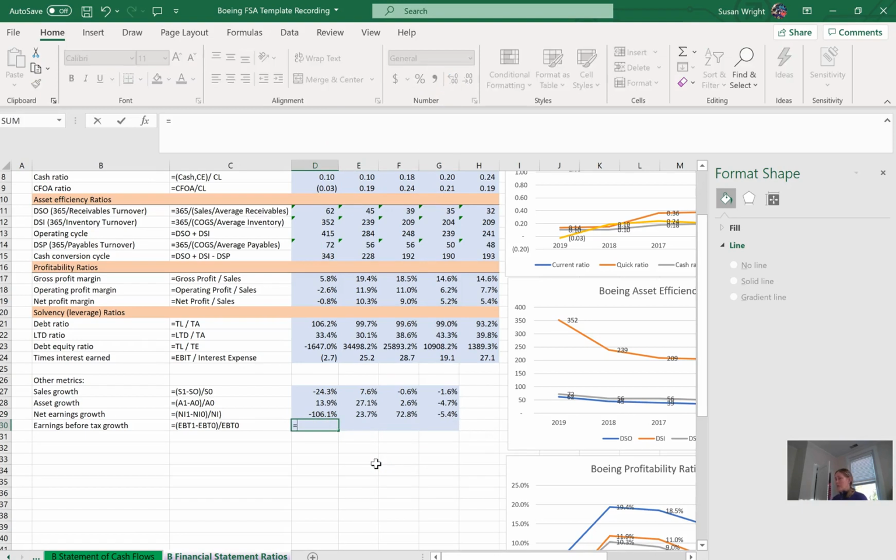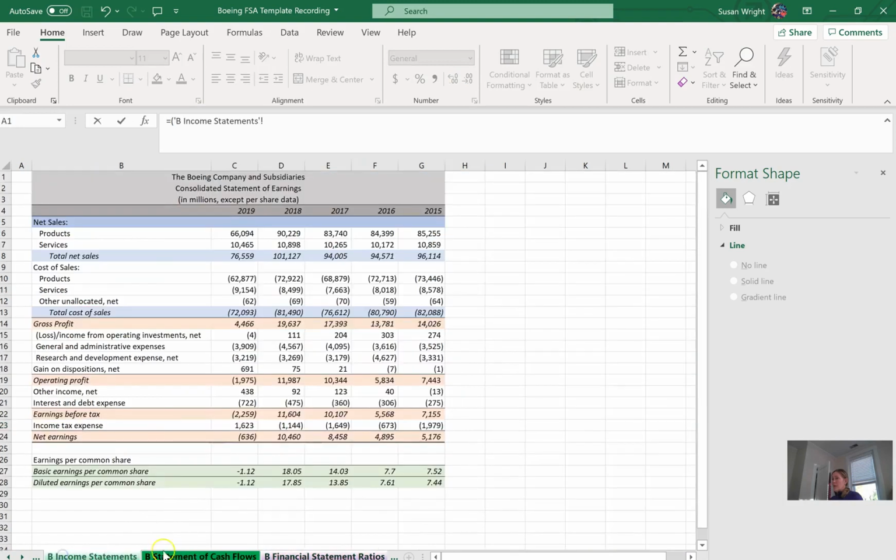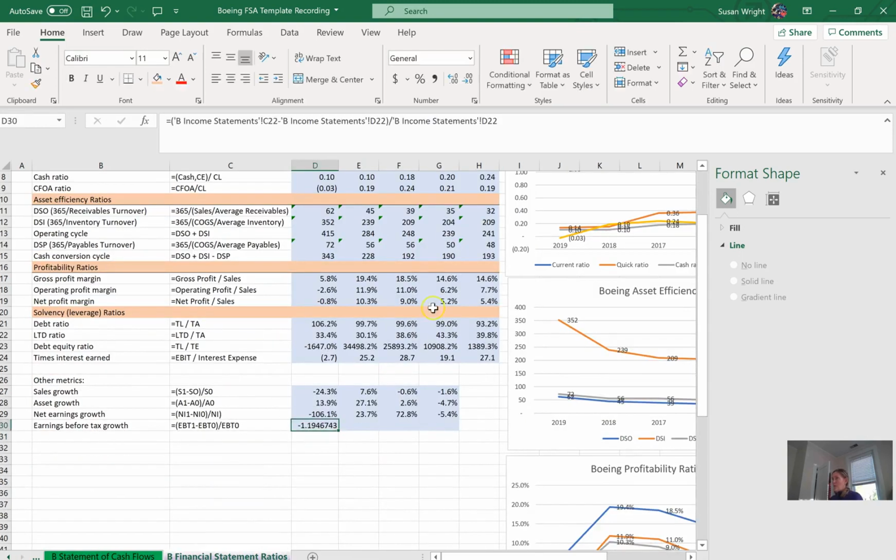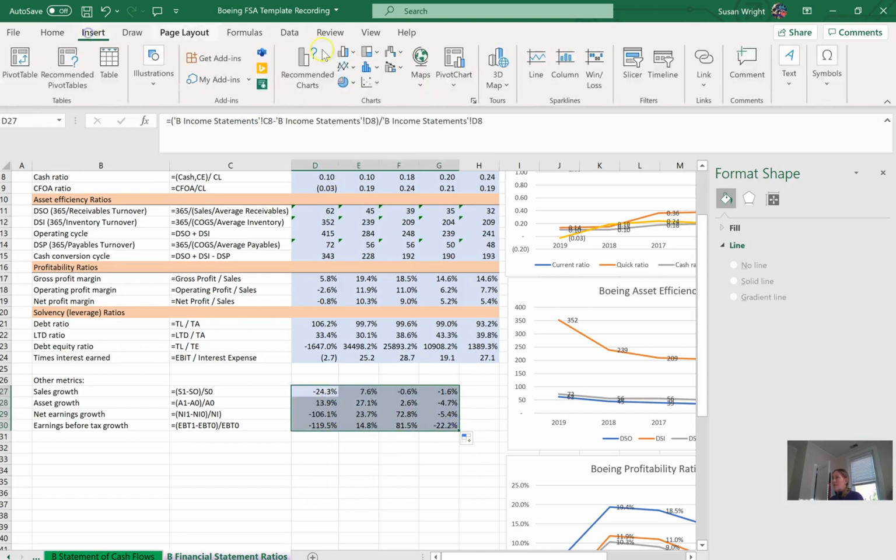So we did this one especially for Lockheed because they had that tax bump. But let's do it here too, so we get apples to apples. Change that to a percent, 1 decimal. Alright, I'm not sure I had you do that in the other one. I can't remember. For some reason I think maybe I forgot.